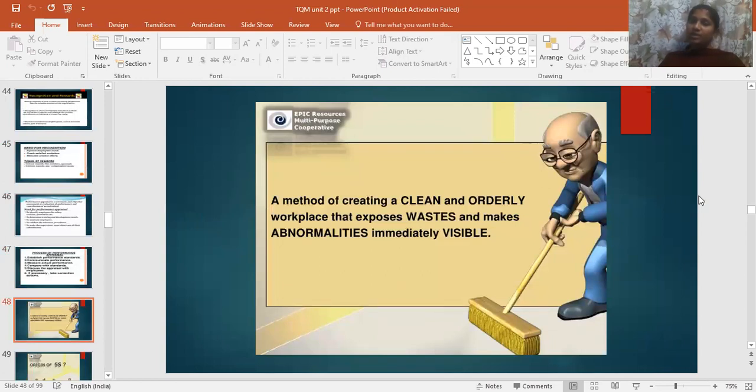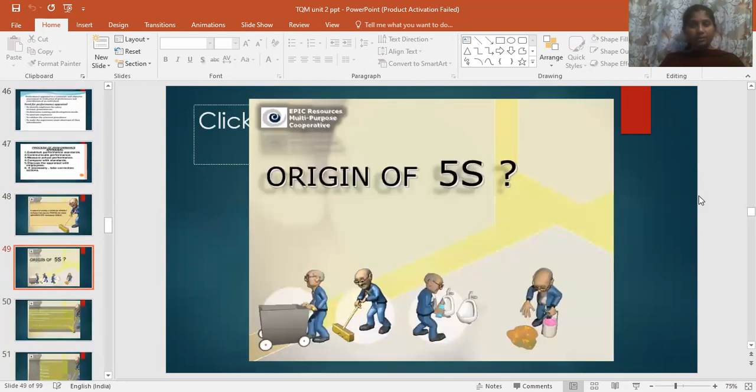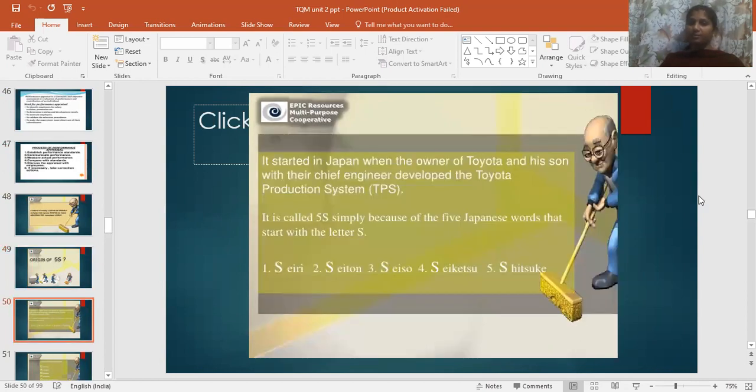So next we will see a different topic: a method of creating a clean and orderly workplace that exposes waste and makes abnormalities immediately visible. So what is it? Any guess? Right, it is 5S. The origin of 5S is in Japan.